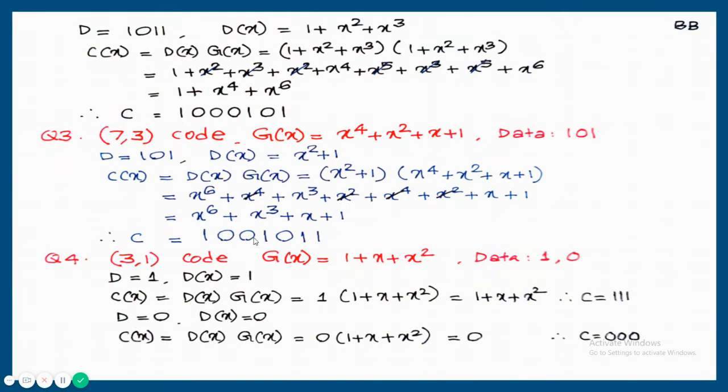For d is equal to 0, d of x is also 0. C of x is equal to d of x into g of x. That product is also 0. But when you're writing the code, 3 bits are needed. So it is 0, 0, 0. So 3,1, the transmitted cyclic codes are 1, 1, 1 and 0, 0, 0. It's a very easy one for that 3,1, 5,1, 7,1, 9,1. For all these cases, the answer is complete ones and complete zeros.